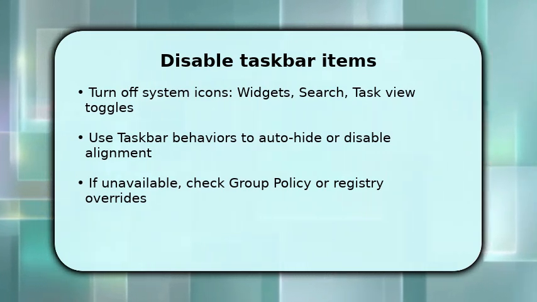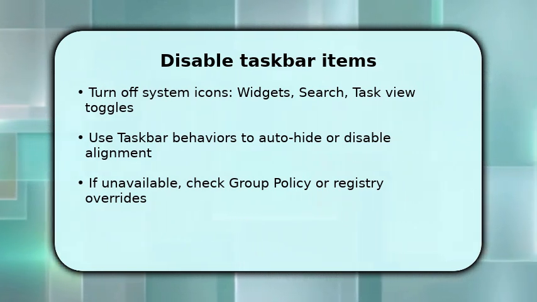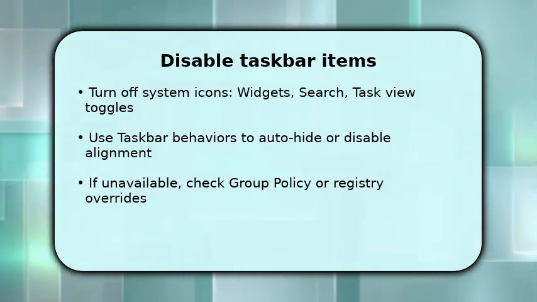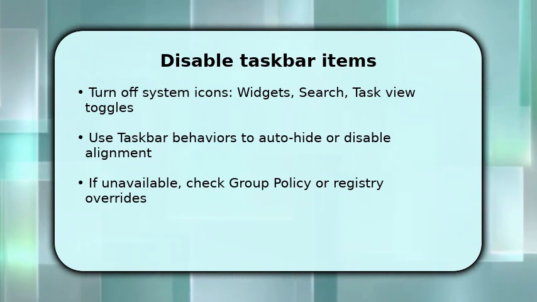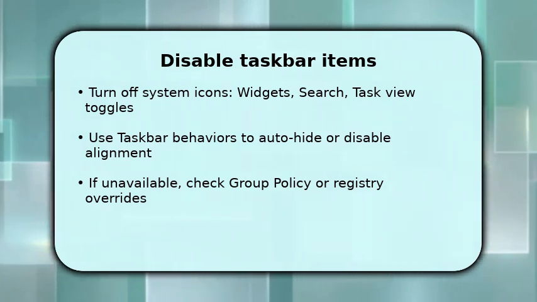First, under taskbar items, toggle off widgets, search, and task view to remove visible icons. Next, open taskbar behaviors and enable auto hide to hide the bar until you hover. You can also change alignment to left if needed.